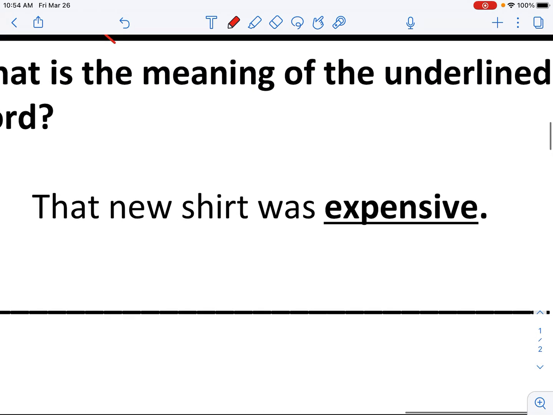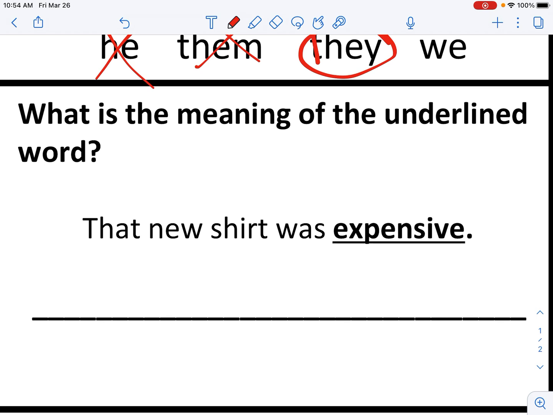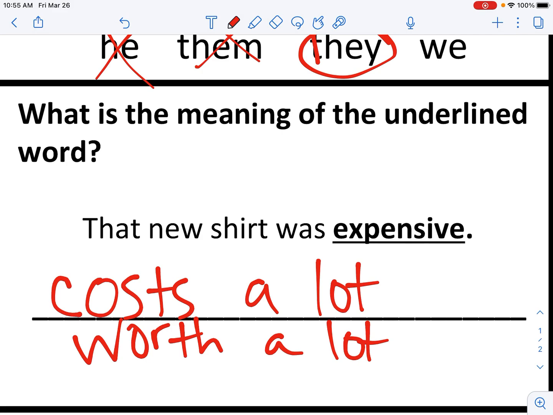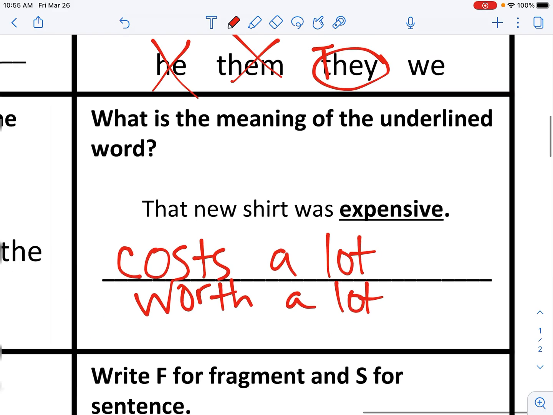What is the meaning of the underlined word? That new shirt was expensive. Expensive means costs a lot or worth a lot. Means that it's not cheap, opposite of cheap.